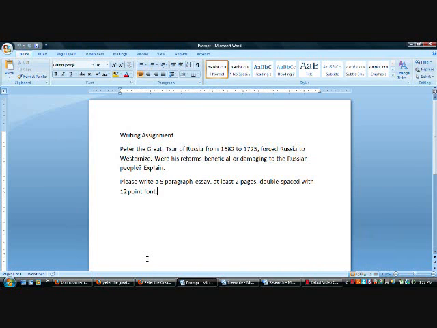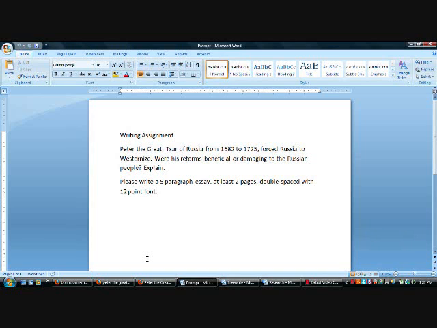The writing process begins, of course, by reading the writing prompt. I have one here that we can use as an example. Peter the Great, Tsar of Russia from 1682 to 1725, forced Russia to westernize. Were his reforms beneficial or damaging to the Russian people? Explain.